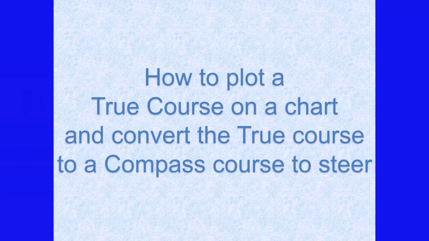So in this video we're going to go through the steps of a hypothetical passage from one position to another. We're going to find the true course to steer from position A to position B, and then we're going to convert that true course to a compass course, taking into account variation and deviation so we can steer to position B. So in any kind of passage planning, this is a very repetitious process. So once you understand how to do it, then you can repeat this over and over again.